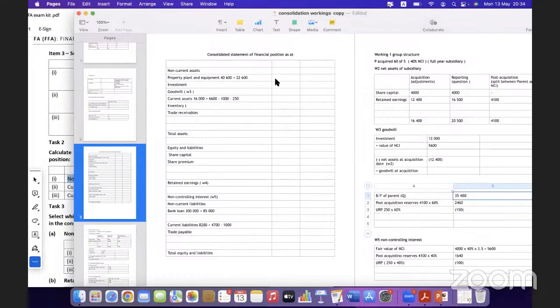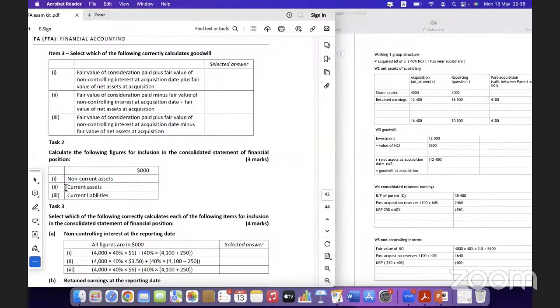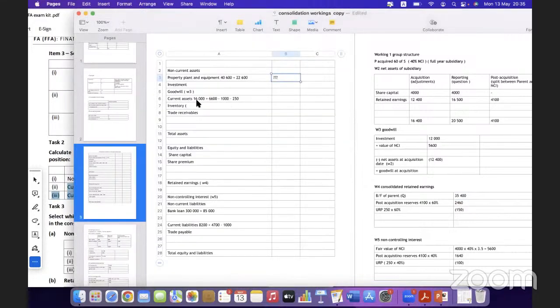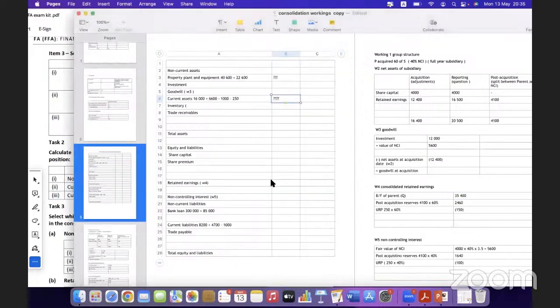So that's the answer that they want over here for non-current asset, which is the property, plant, and equipment. Then guys, over here, current assets. So guys, what you should do is you have to update this section, mark the answer. Then guys, current liabilities, you should update this section over here and then get your answer. So that one, guys, just adding and subtracting, you will be able to do that.